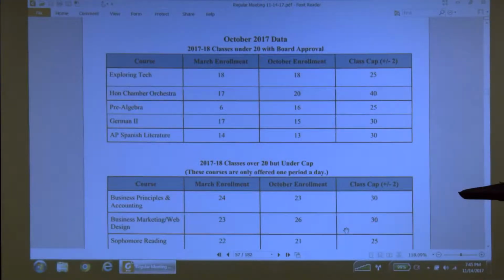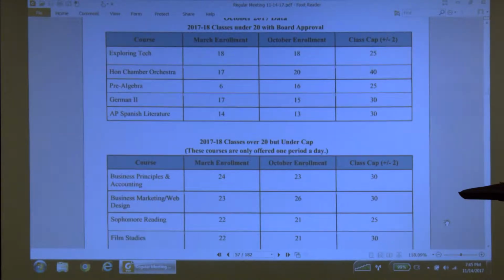All right, Kristen, why don't you do the first part? Okay. So the first chart is looking at the courses that had board approval back in March to run that were under 20 at the time. And so you can see what that enrollment was when we sectioned for that, and then where they're at right now. So that's the October enrollment.